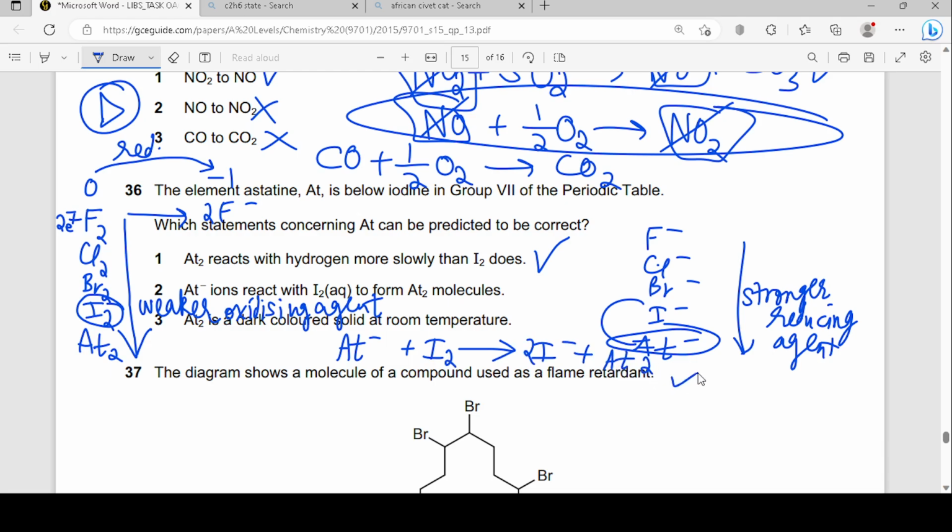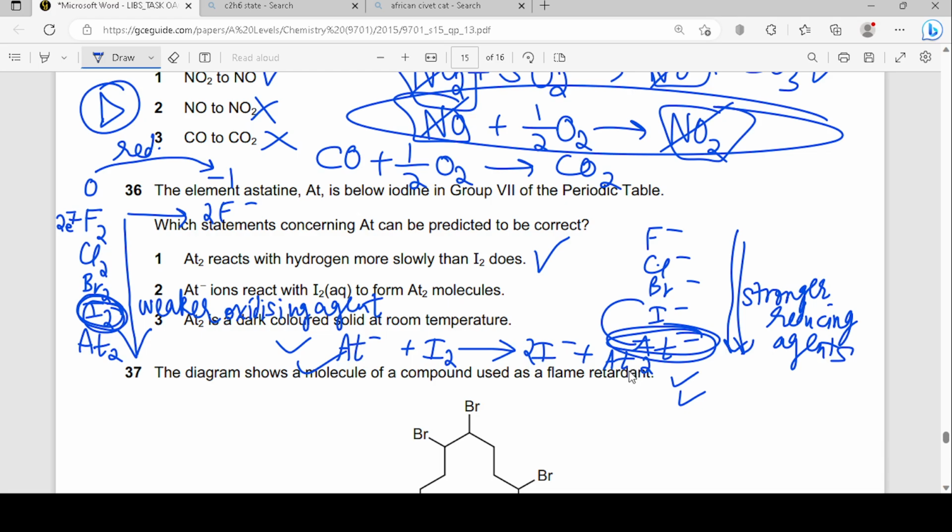I believe this reaction is plausible because At minus, like I wrote down the trend, right? So stronger reducing agents. If At minus is a stronger reducing agent than I minus, then At minus plus I2 should give you 2I minus plus At2. So by that logic, I think this reaction is plausible. On the other hand, you could use another logic, which is that they become weaker oxidizing agents. So I2 is a stronger oxidizing agent than At2. So if you react I2 with a salt of At minus, aqueous or whatever, then I2 should be able to displace At minus, and you get 2I minus and At2.